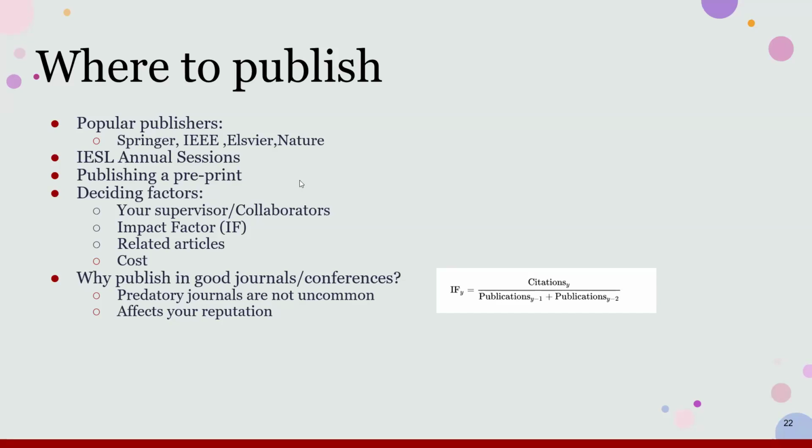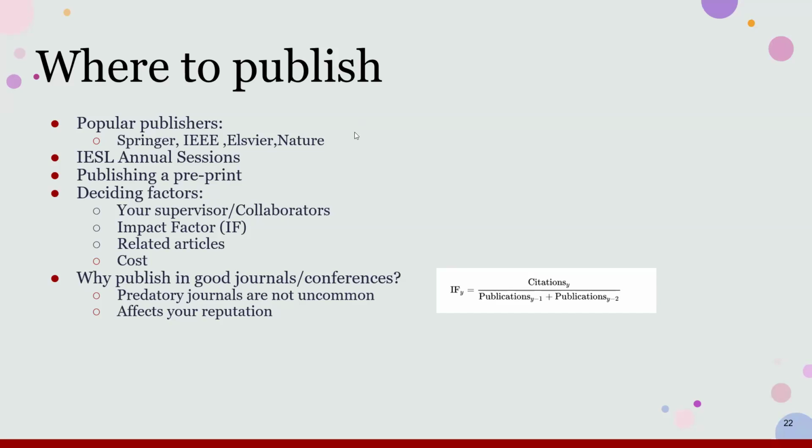So what are the deciding factors on where to publish? The deciding factors could be your supervisors or the collaborators that you are working with, because they would also have some say in this. All the authors of the work should be in agreement on the journal we are going to publish to. So it's a good idea to talk among the group of researchers about where we are going to publish this work. Also a deciding factor can be the impact factor of a journal or a conference or a journal that is attached to a conference.